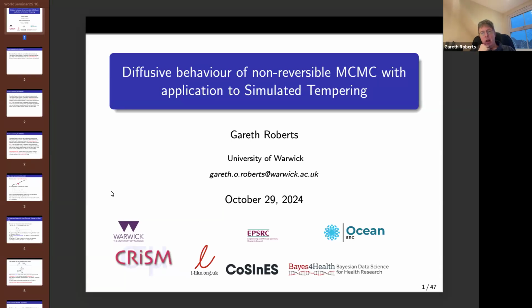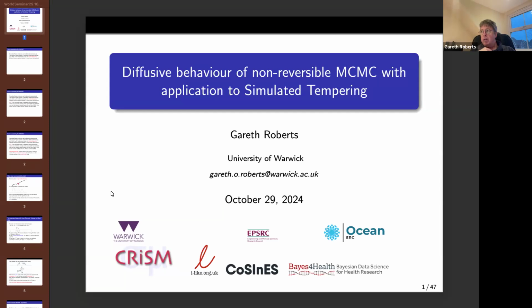The basic theme, a big question that we're really interested in, is the extent to which non-reversible MCMC looks non-reversible. What I mean by that is, when you look at high dimensional or complex problems, to what extent does the non-reversibility get somehow washed out, and the algorithms behave in some sense as if they were diffusive in any case. So that's the main theme.